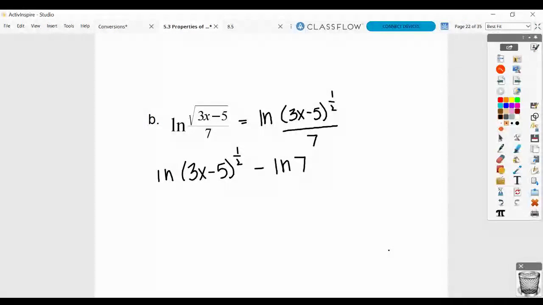Then when you continue to look at it a little bit further, you still have this exponent. So now this section is going to be the power property. So we're going to have 1/2 out front, ln 3x minus 5, and then minus ln of 7. Okay, nothing too terrible. You just kind of have to look at the properties to see which ones you have to use.